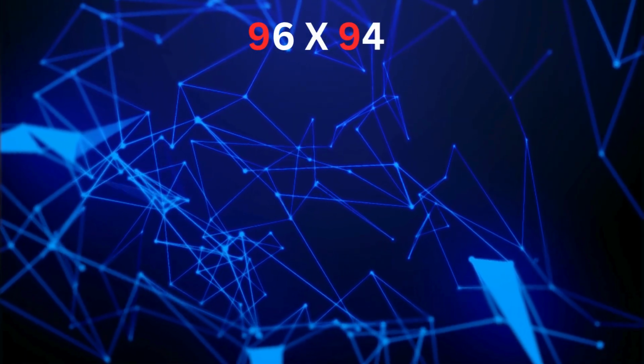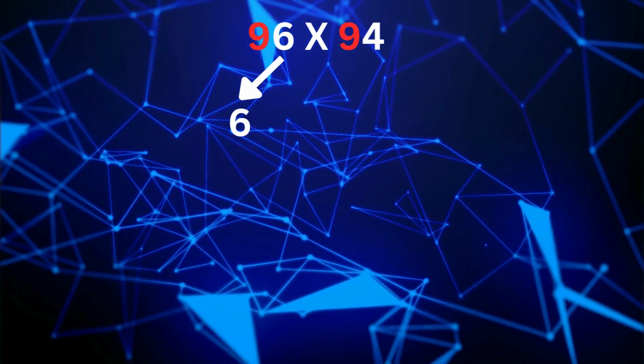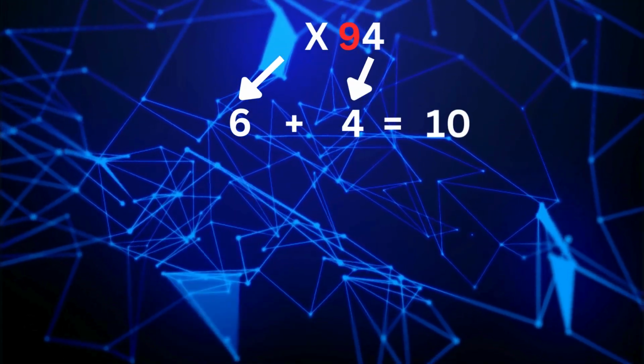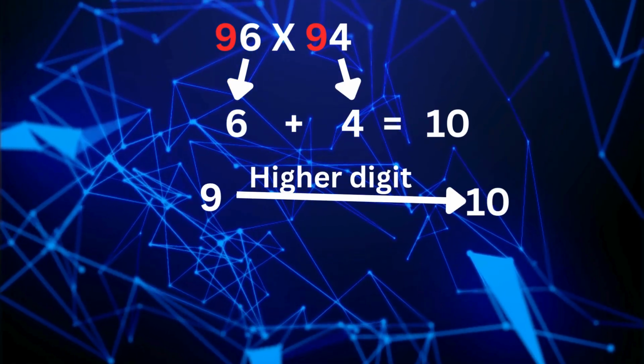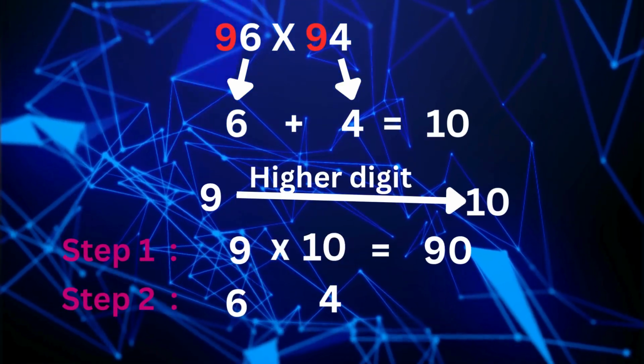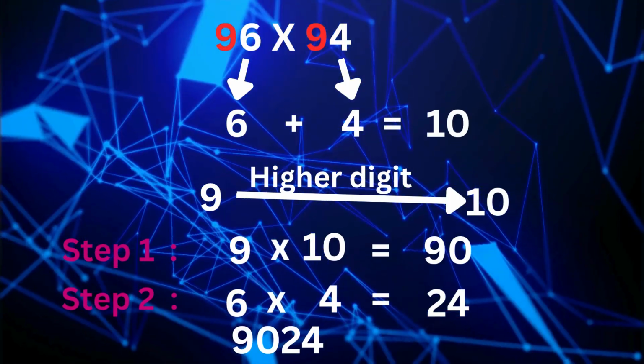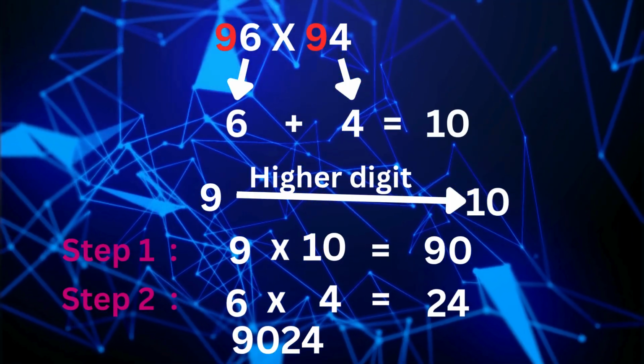Let's try one more. 96 multiplied by 94. The first digits are both 9. The last digits are 6 and 4, which add up to 10. Step 1. 9 multiplied by 10 equals 90. Step 2. 6 multiplied by 4 equals 24. Final answer, 9024. Pretty awesome, right?